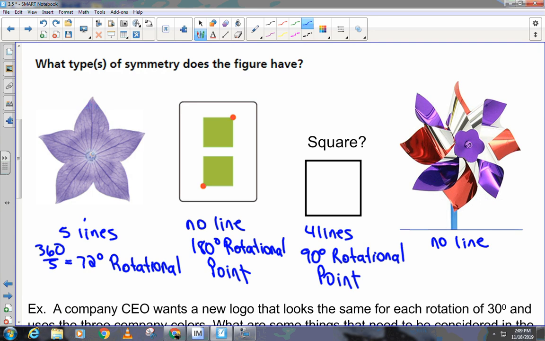360? Well, 360 just means you can go around one time and you go back to where you begin, and so that's no rotational symmetry.